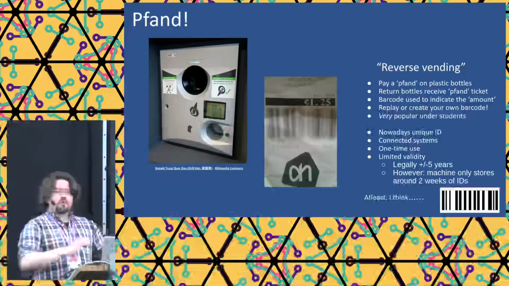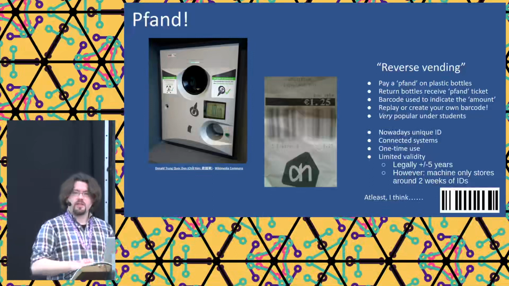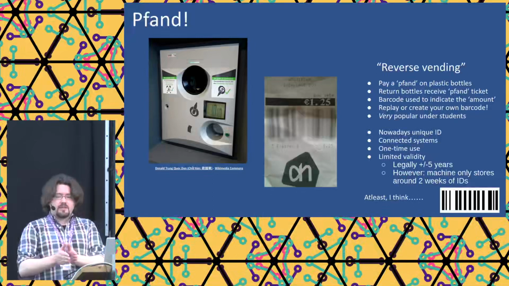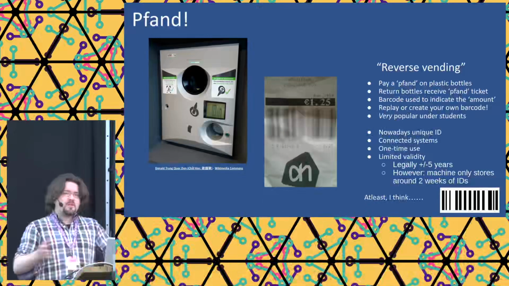However, in the older version of the systems, the little ticket you got had a barcode on it, and the barcode was nothing else than a product code, and at the end it just said something like 025 or 125, which just happened to be the amount you were due to get back. So you could just replicate, copy, cut them out again, or even create your own barcodes. And this was really popular with students. I think 10, 15 years ago, many students' drink budgets were subsidized by this kind of thing. But nowadays, they changed it.